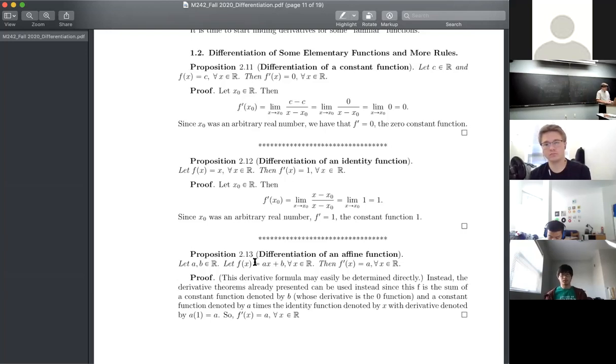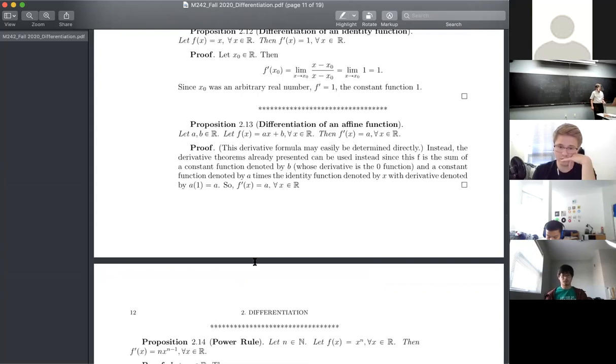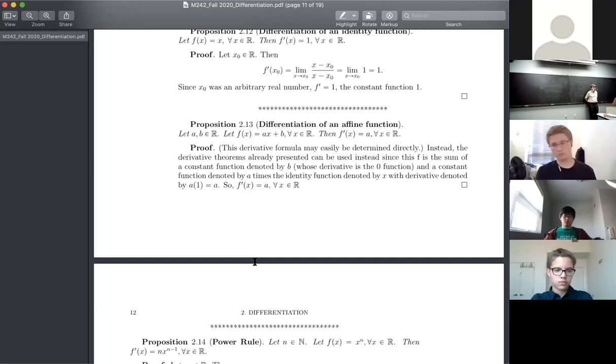Now, anyway, yesterday we talked about the derivative of the constant function. I also talked about the derivative of the identity function. That's proposition 212 here. And we can then generalize a little further and talk about the derivative of the function given by ax plus b. There's a couple of ways we can do that now. If I know what b does, and I know what x does, and I know what constants times functions do, ax plus b is the sum of 2 functions that are differentiable, one of which has derivative 1 and the other has derivative 0.